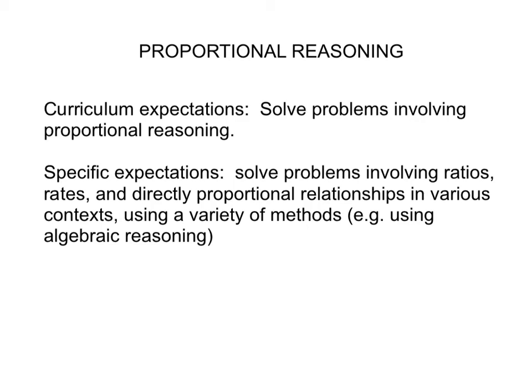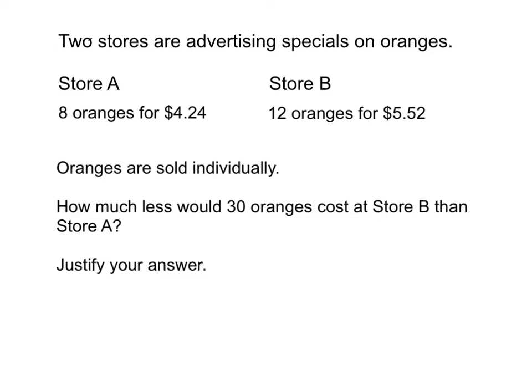Today we are going to be solving a problem that involves proportional reasoning. And to solve this problem, we're going to use algebraic reasoning. The question we are looking at says that two stores are advertising specials on oranges. Store A charges $4.24 for 8 oranges, and Store B charges $5.52 for 12 oranges. But oranges are sold individually.